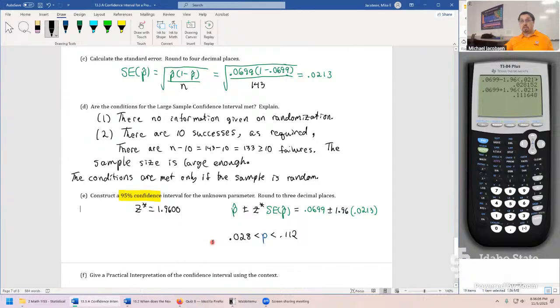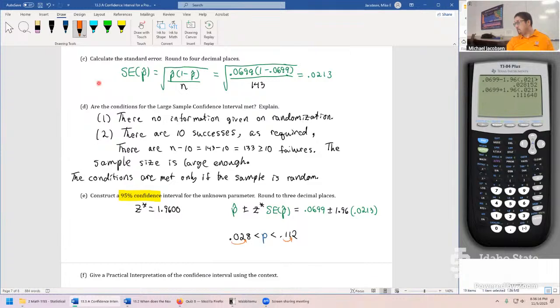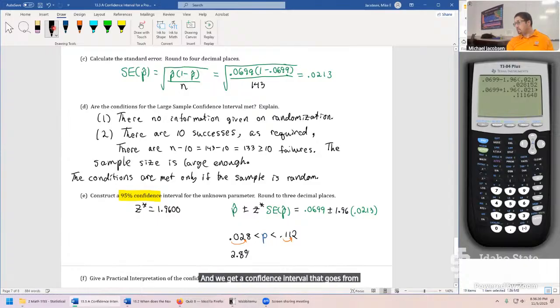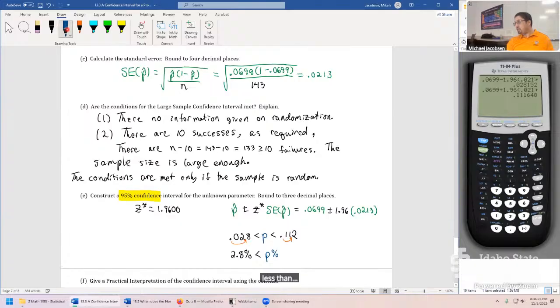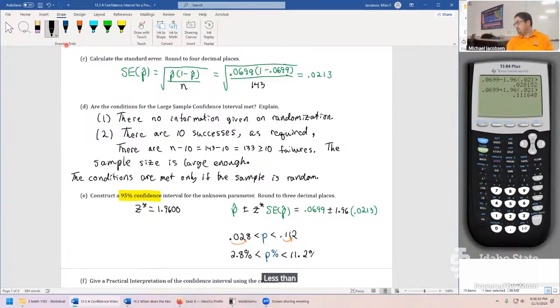Then multiply all three sides of this inequality by 100%. It moves the decimal places 2 spots to the right. And we get a confidence interval that goes from 2.8% less than p as a percentage, percent sign just to emphasize we're giving the percent value, less than 11.2%. So that's our confidence interval. We didn't quite make it.